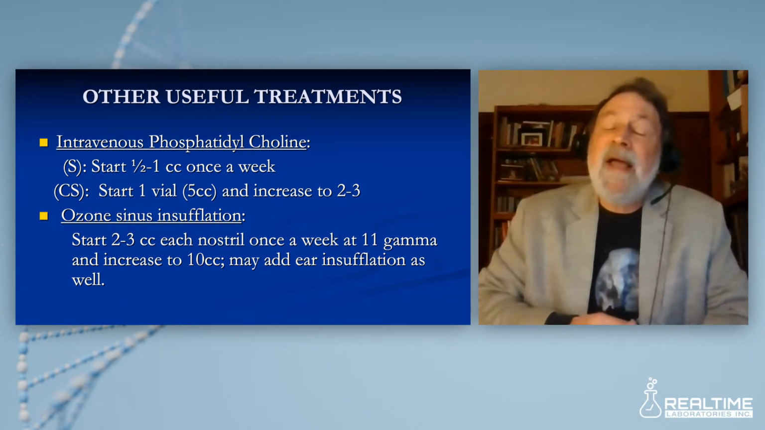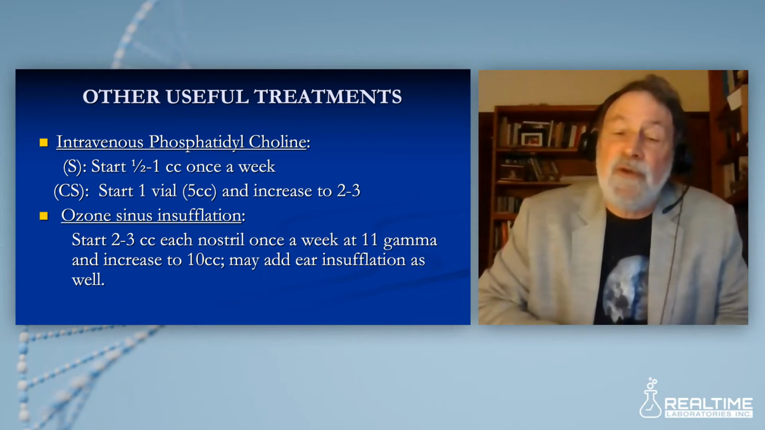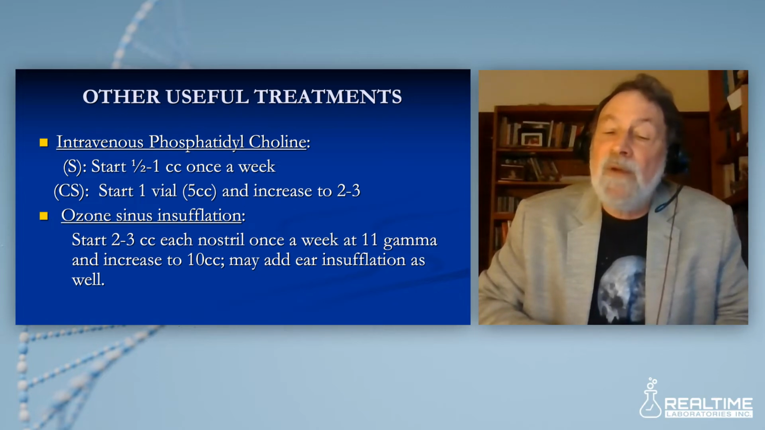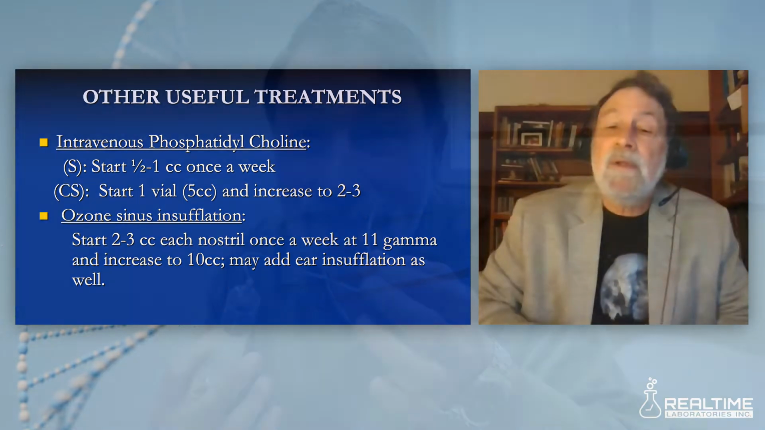Another treatment that I have found helpful in shortening the course of treatment is ozone sinus insufflation, which I'll show you some photographs of in a minute. Start very gently with 2 to 3 cc's of ozone in each nostril once a week at low dose, 11 gamma, and slowly increase to 10 cc's in each nostril once a week. Ear insufflation may also be helpful.